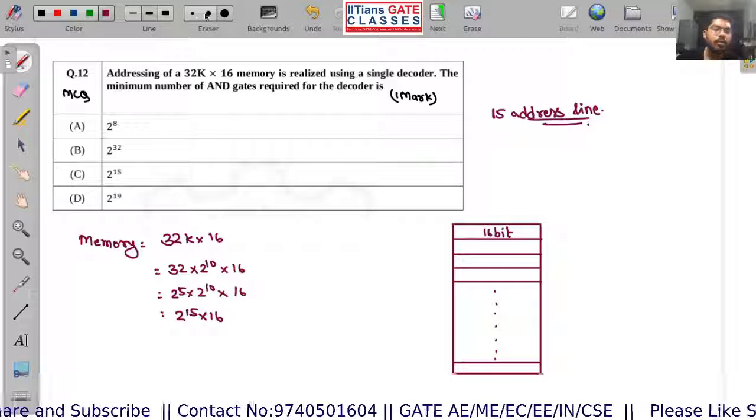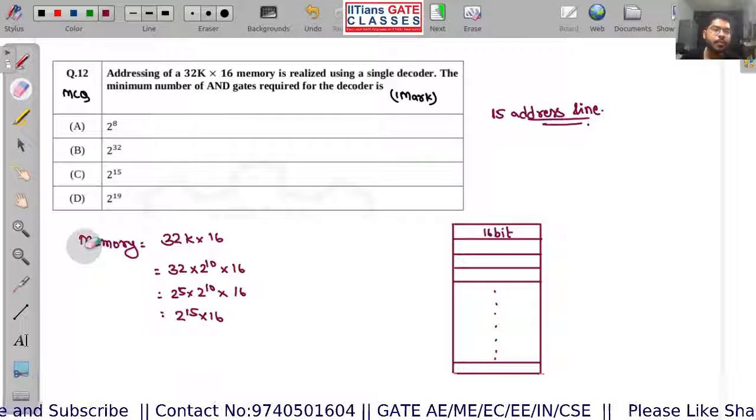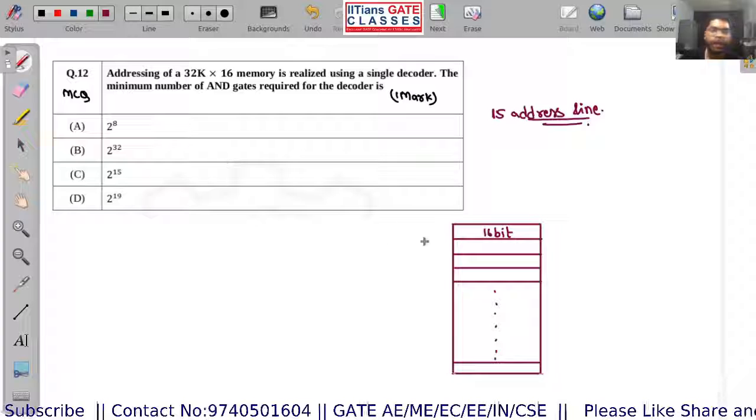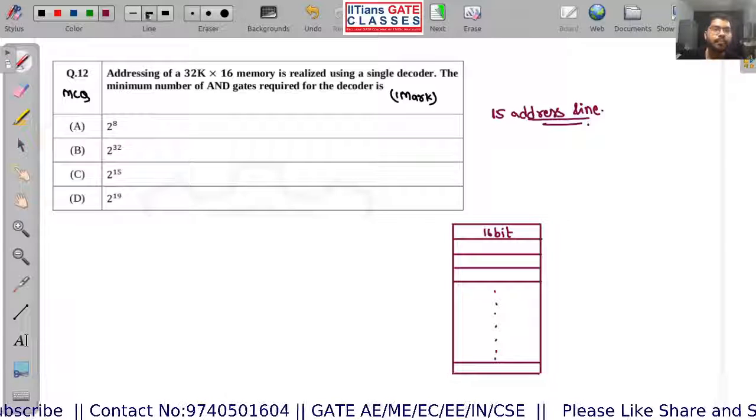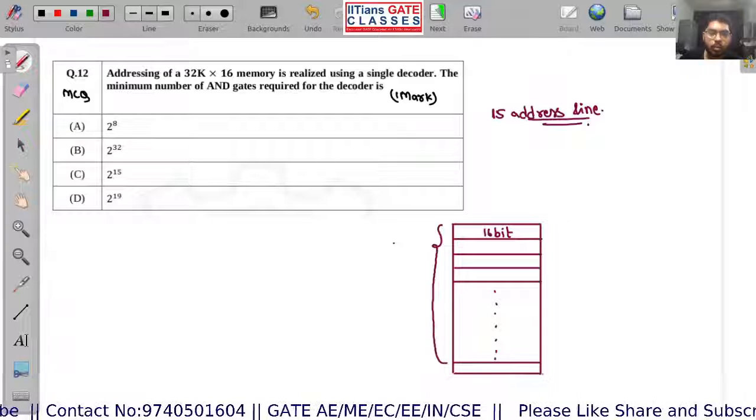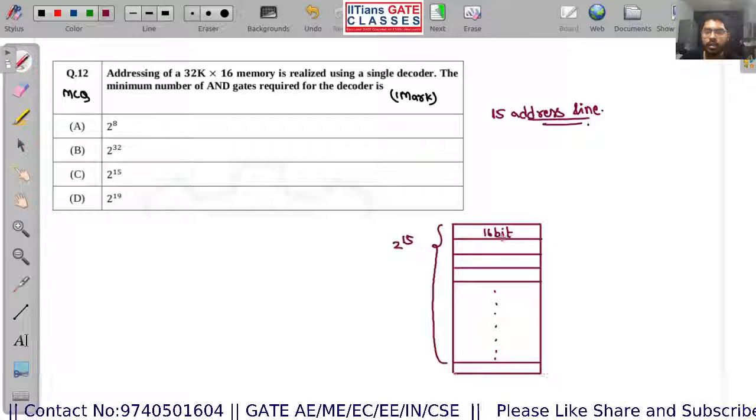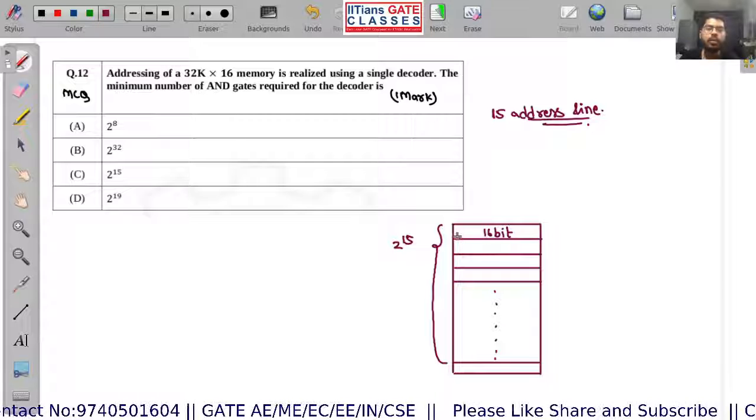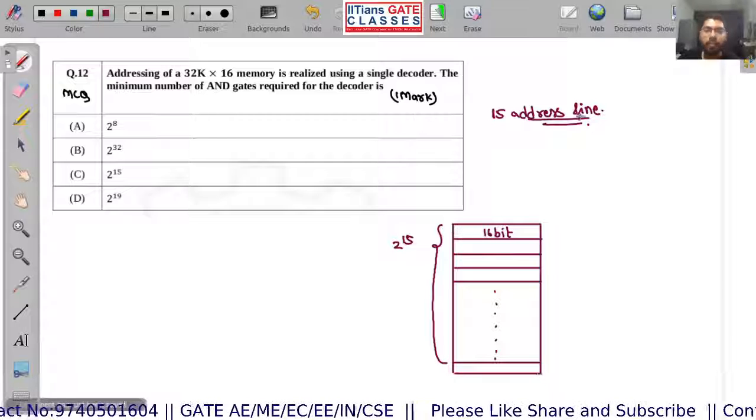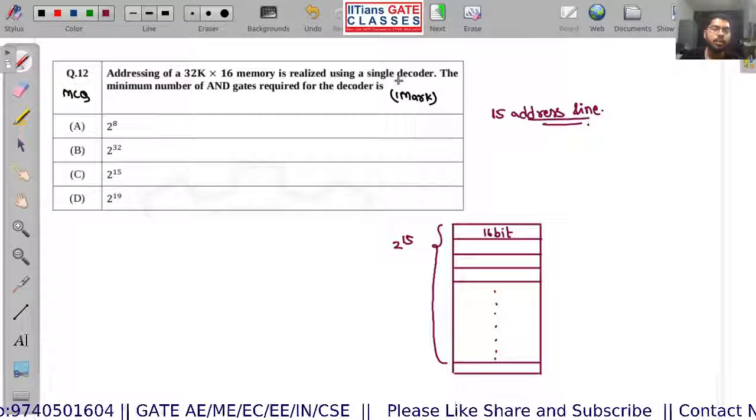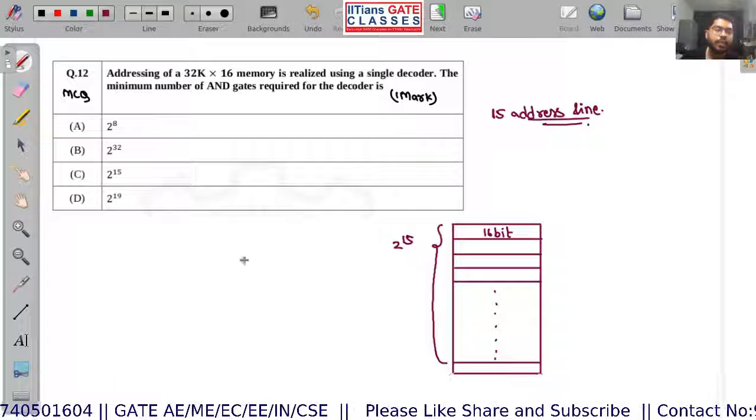So now, this memory has how many cells? Here we have 2 to the power 15 memory cells. Now I need to locate each of them with the 15 address lines with the help of a single decoder. So I need a single decoder. So what will I do?